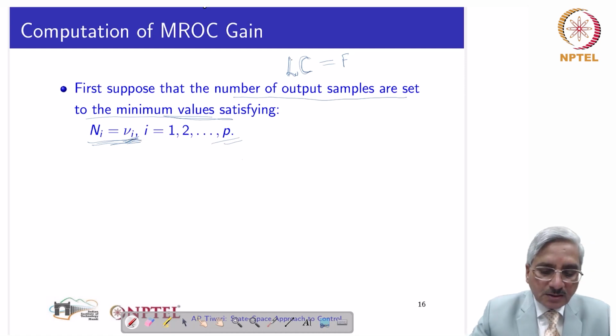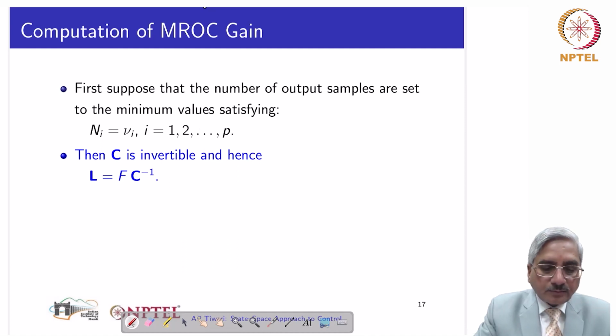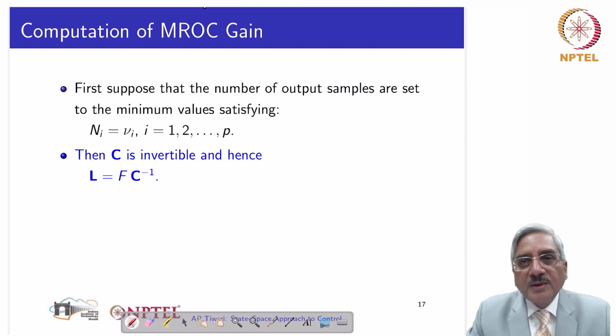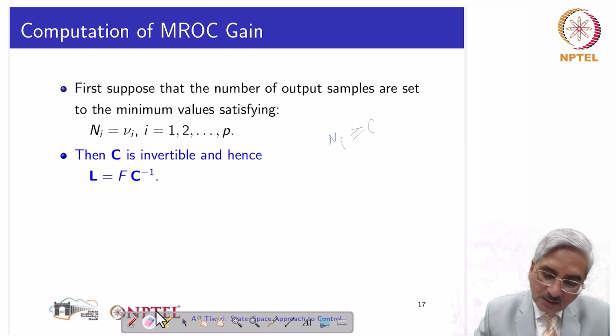Now, if this is the situation, then bold C has, as we said, that C will be invertible for N's greater than or equal to ν. We stated this.